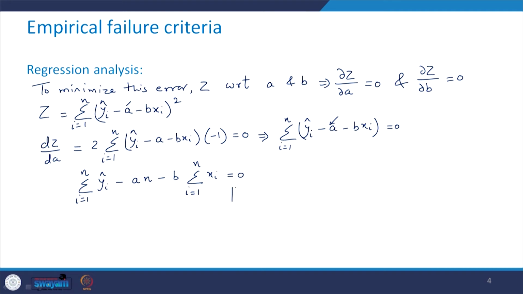So, from here I can obtain the expression for a in this manner: summation yi cap upon n, where this i is varying from 1 to n, minus b times summation i varying from 1 to n xi divided by n. Make this equation number 1.